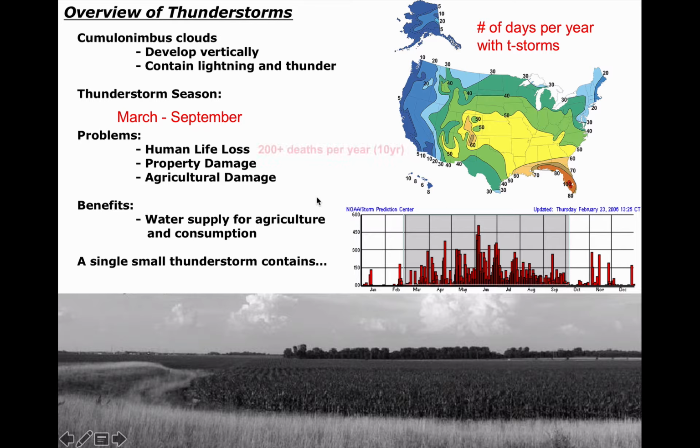Now, big things to remember. 200 plus deaths per year caused by severe weather. So I'm talking here about deaths from tornadoes, deaths from flash flooding, hail, strong straight line winds. Those are the main categories I'm using.